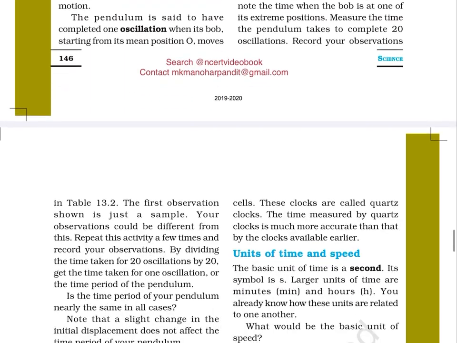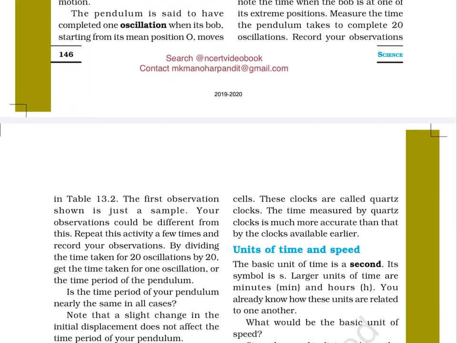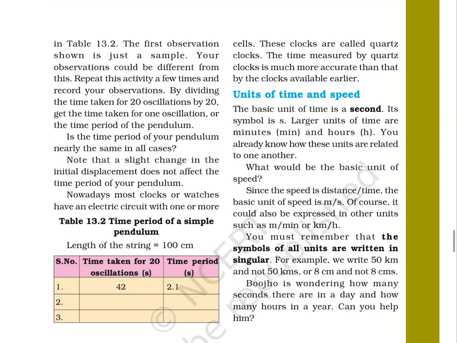Record your observations in table 13.2. Page 147. The first observation is given just as a sample. Your observations could be different from this. Repeat this activity a few times and record your observations. By dividing the time taken by 20 oscillations by 20, get the time taken for one oscillation, or the time period of the pendulum. Is the time period of your pendulum nearly the same in all cases?